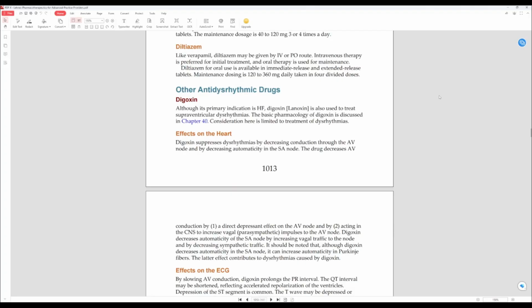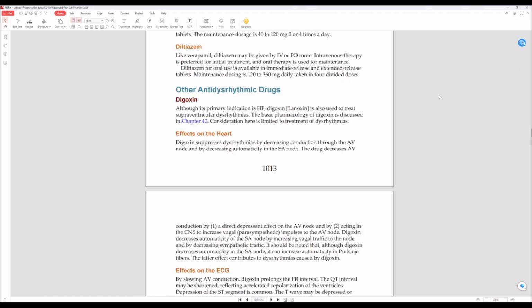For diltiazem, similar to verapamil, diltiazem may be given by IV or PO routes. IV therapy is preferred for initial treatment, and oral therapy is used, therefore, for maintenance therapy. Diltiazem for oral use is available in immediate release and extended release tablets. Again, the dosing is anywhere from 120 to 360 milligrams taken daily in about 4 divided doses.